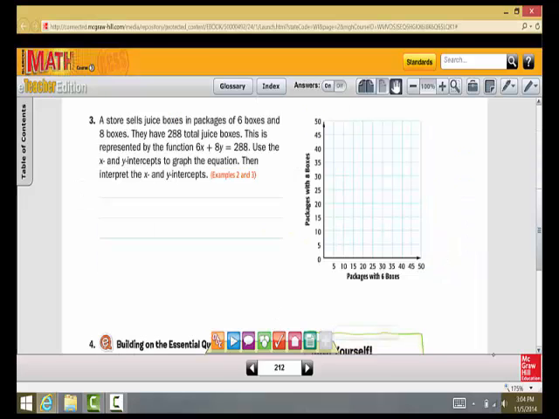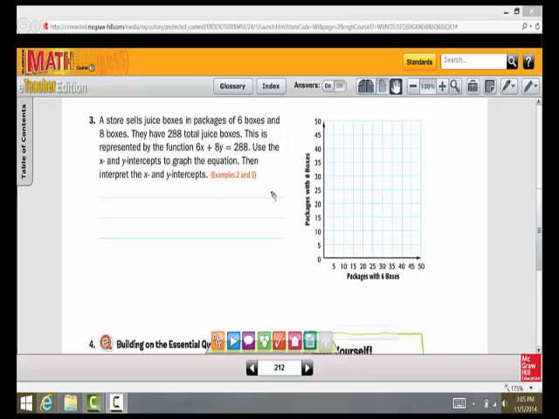Okay, problem number 3 tells us that a store sells juice boxes in packages of 6 and 8 boxes, total of 288 total juice boxes. This is represented by the function 6x plus 8y equals 288, where this is the number of 6 boxes, this is the number of 8 package boxes, and this is our total juice boxes. So we can use the x and y intercepts once we find them to graph the equation.